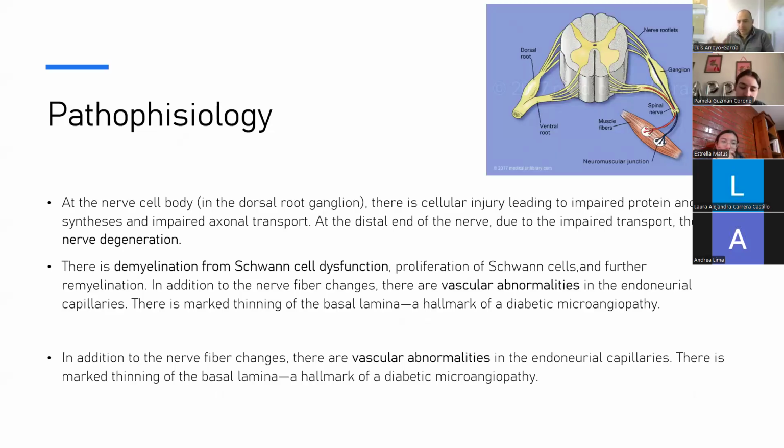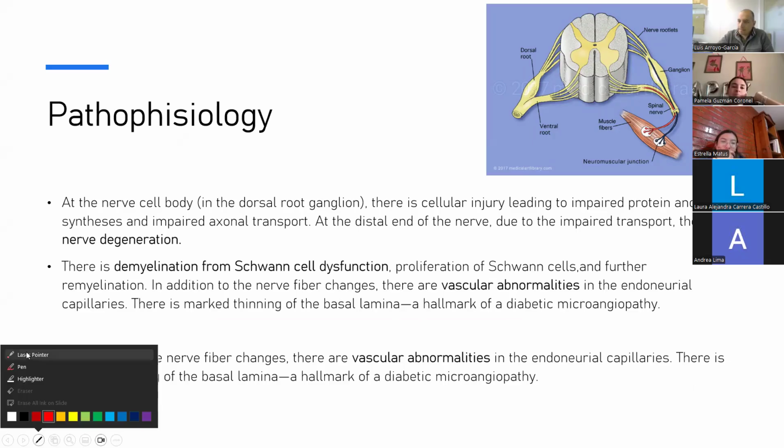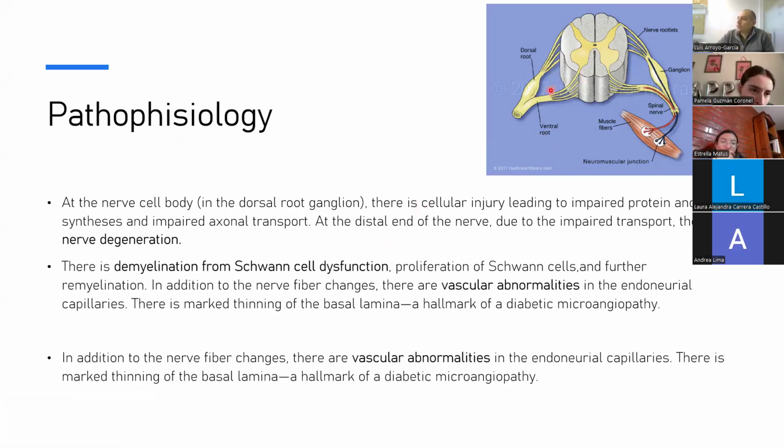What is happening here is that there is a cell injury in the dorsal root ganglion of these neurons, which will impair the protein and lipid synthesis and will affect the axonal transport of everything, right? And actually, basically, the action potential.